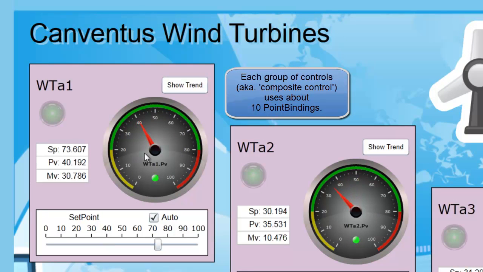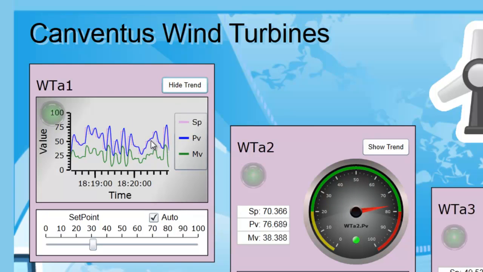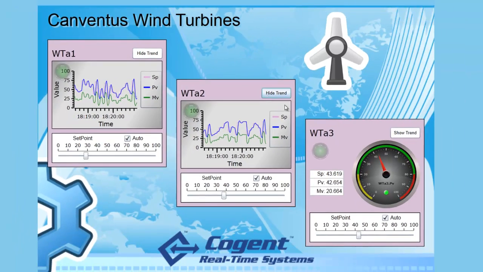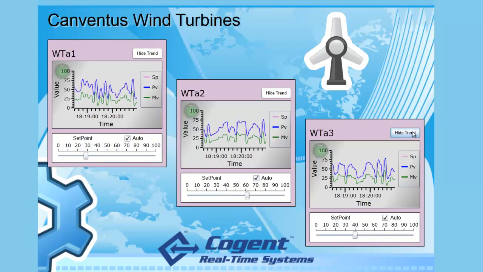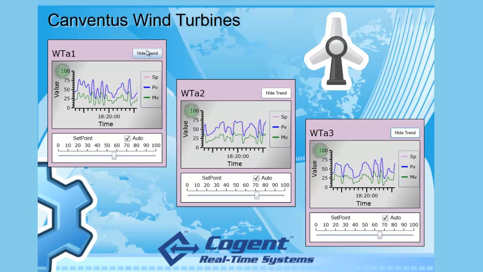You can see that the gauge is bound to PV. I also have labels for SP, PV, and MV, and I've got set point data down here. And I also have a trend reflecting, again, those same three data points. And you'll notice that the trend data is different for each of these because, of course, the data is different. It's bound to different wind turbines.